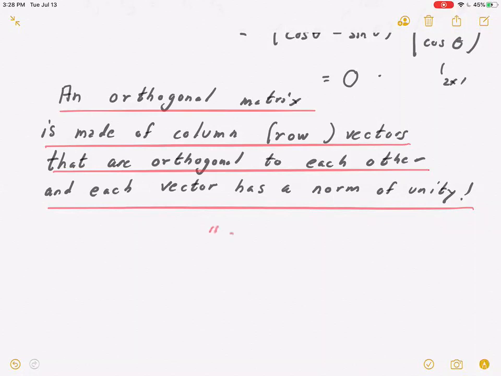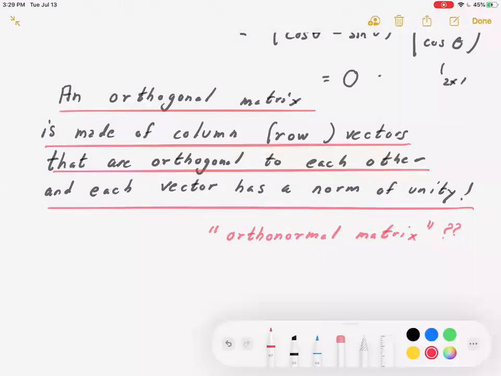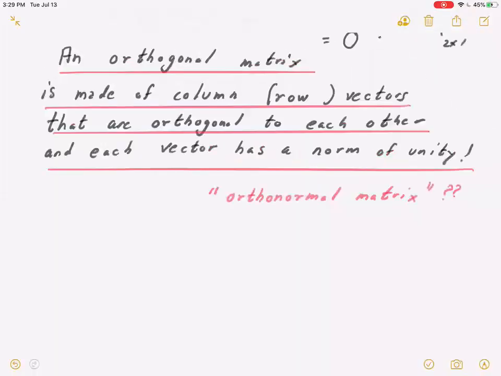I'll just say as an aside, you might ask, well, why should you call this an orthogonal matrix? Why not call it orthonormal matrix? And that sort of logically makes sense, but that's not what people do. People have tended to call this thing an orthogonal matrix, simply because any two row vectors or any two column vectors are orthogonal to each other.